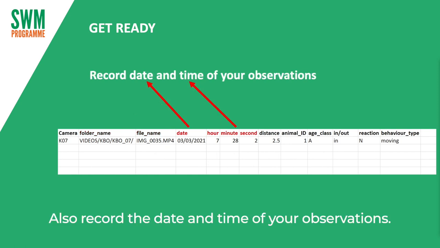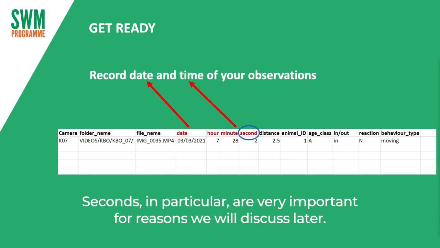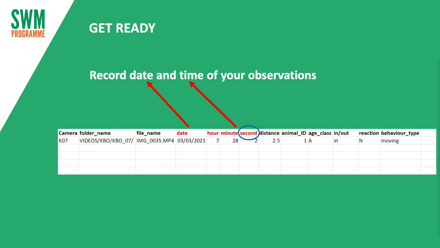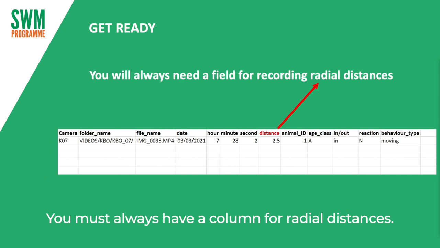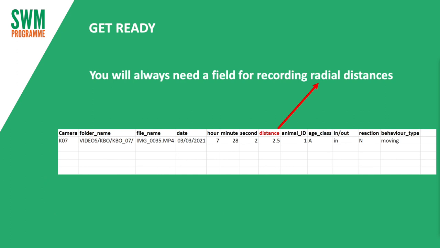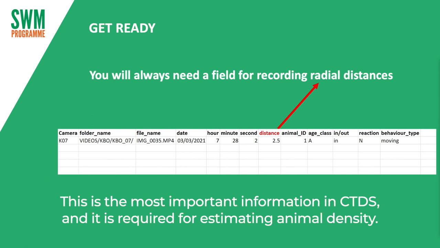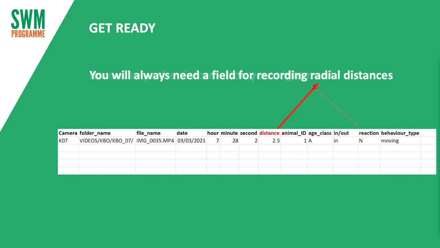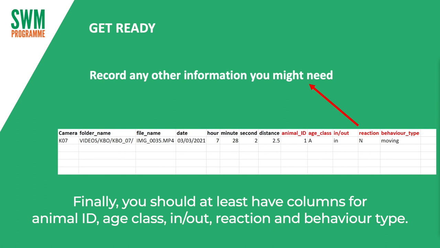Also, record the date and time of your observations. Seconds in particular are very important for reasons we will discuss later. You must always have a column for radial distances. This is the most important information in camera trap distance sampling, and it is required for estimating animal density. Finally, you should at least have columns for animal ID, age, class, in, out, reaction, and behavior type.